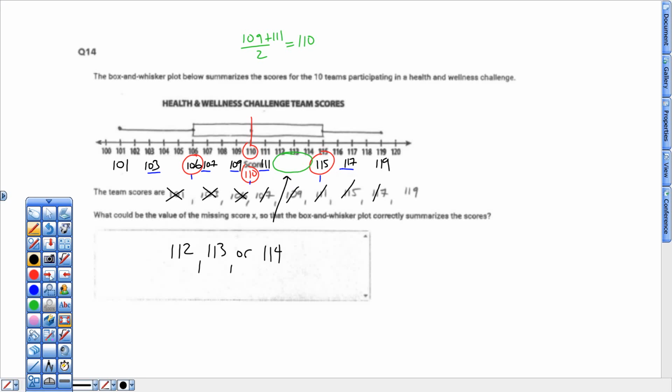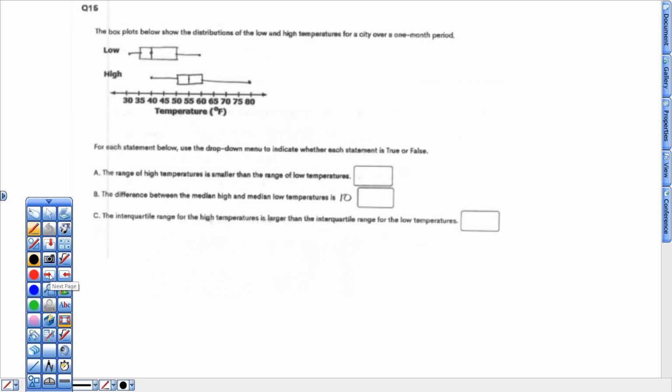All right, next word is black. Black. All right, here you go, 15. This one says the range of high temperatures is smaller. So if I look at the range of the high temperatures, 80 minus 40, looks like the range is 40. If I look at the range for the low one, 60 to 30, looks like it's 30. And there is no way that's a true statement. 40 is not smaller than 30.